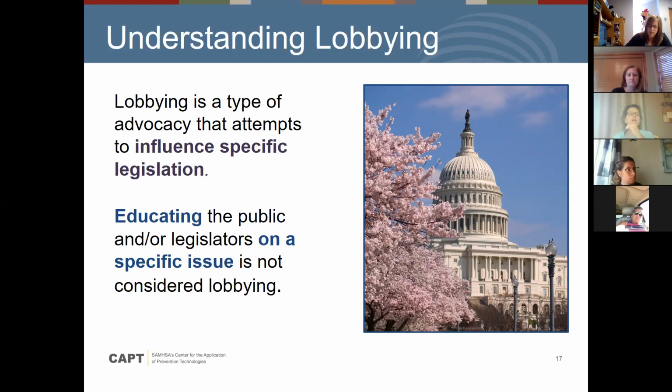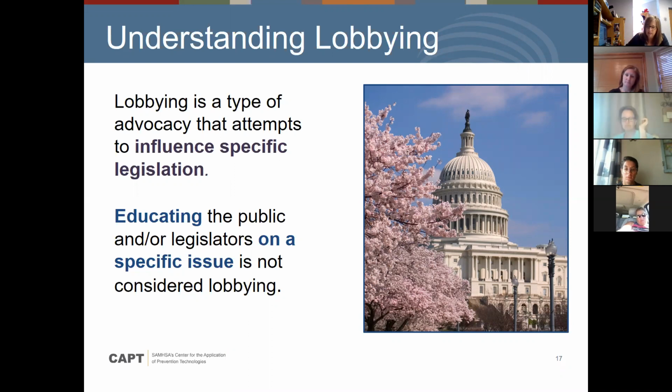And so we just need to take a look at this to make sure we understand the difference between what is advocacy and what is lobbying. So lobbying is a type of advocacy that attempts to influence specific legislation. I think that is key right there. So if we are really targeting specific legislation and saying you need to vote this way, that would be considered lobbying.